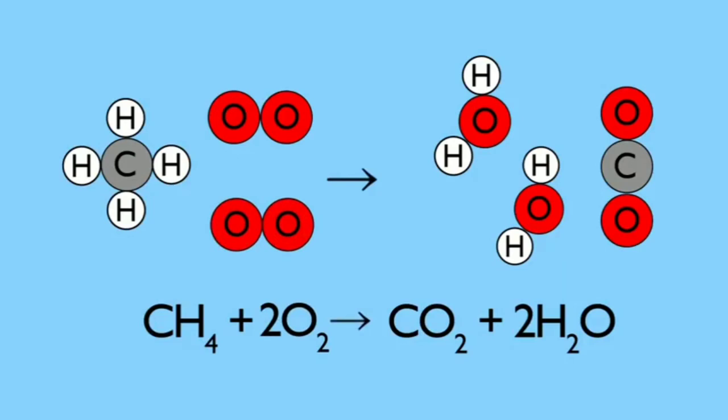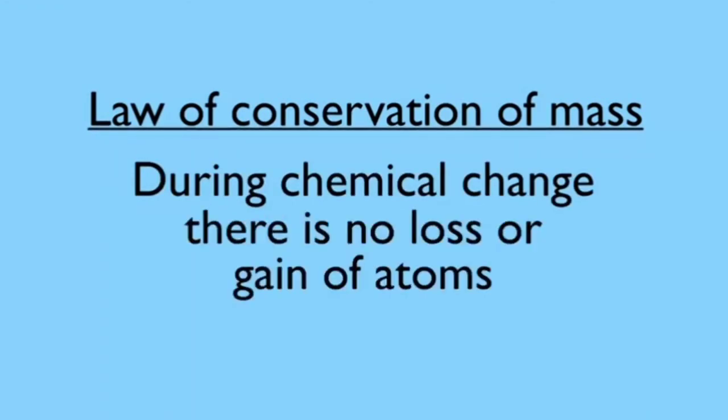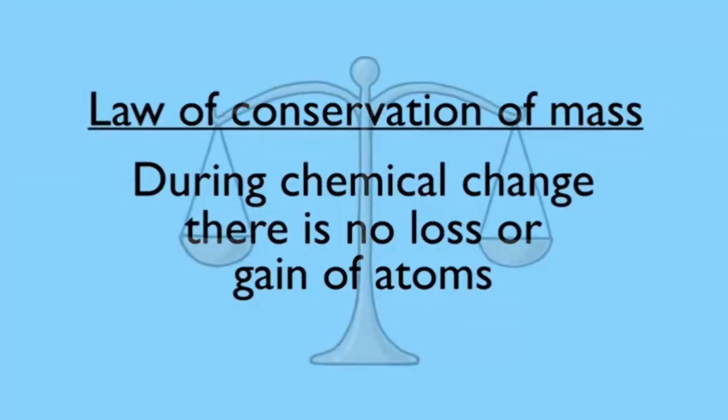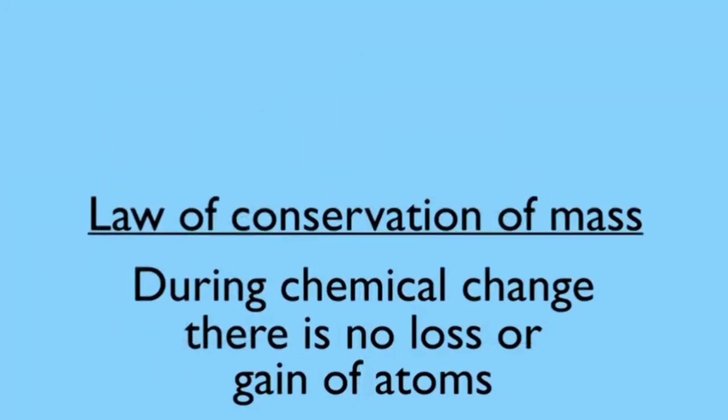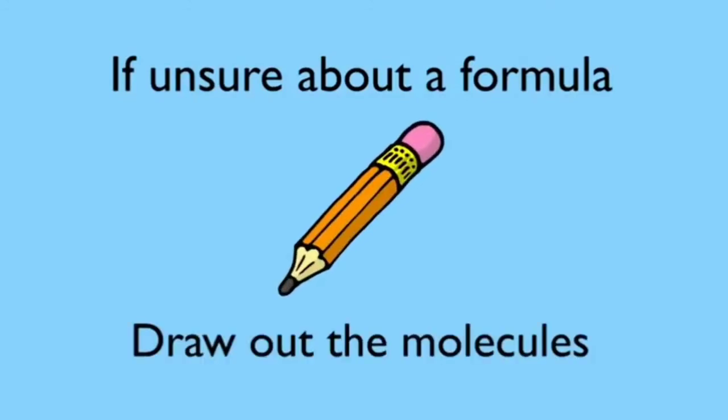In summary, the law of conservation of mass is simply saying that during chemical change there is no loss or gain of atoms. It is for this reason that we always balance chemical equations. Until you are really familiar with using formulae, it's easier to draw out the molecules as models to enable you to account for all the atoms.